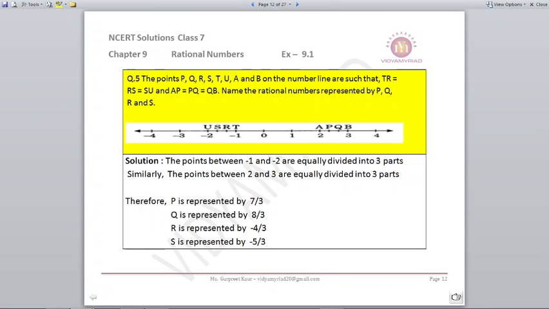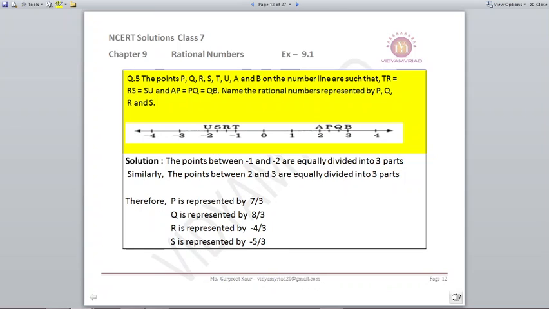Question number 5. The points P, Q, R, S, T, U, A and B on the number line are such that TR = RS = SU and AP = PQ = QB. Name the rational numbers represented by PQ and RS. Now here all are divided equally into 3 parts. If you see the numbers and the gaps, U, S, R, T, there are 3 equal parts. A, P, Q, B, there are also 3 equal parts. We need to find out what is P, what is Q, R and S.